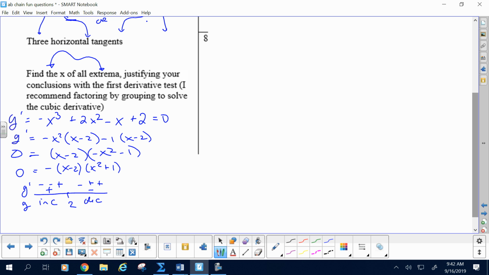Okay, speak your conclusion to me, please. G, not F. Awesome. G has a max at x equals 2, because g prime changes from positive to negative. All right, cool. So, how would you do on a question like that on the test? Would you kill it? I think so.